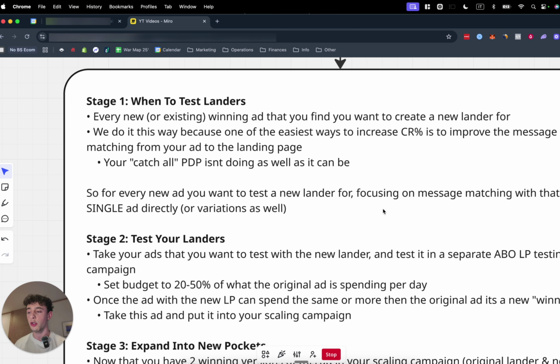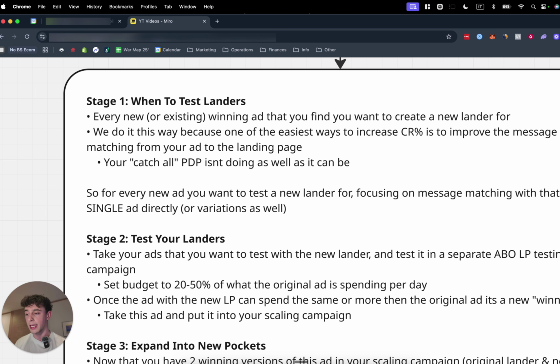Now, once the ad with the new landing page can spend the same or more than the original ad, you can now consider it a new winning page. What that means is, once again, if this ad that's for angle X is spending $1,000 per day to the original PDP, you create a new ad that you start off at $200 a day, and you can now scale it to $1,000 per day. With this new landing page, with the same angle X, you now have a new winning landing page for angle X, okay? That's how it works.